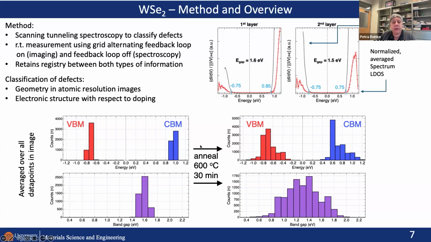So you can see if you anneal your sample, instead of these very sharp distributions for valence band edges, you do get, as expected from already the band gap distribution, changes in the position of the valence band as well as the position of the conduction band edges. And that is what we use in order to figure out for specific defects whether they are N or P doped.